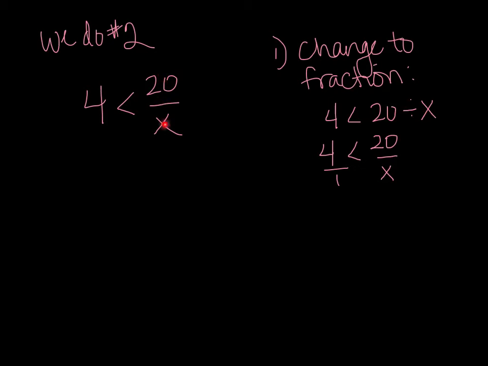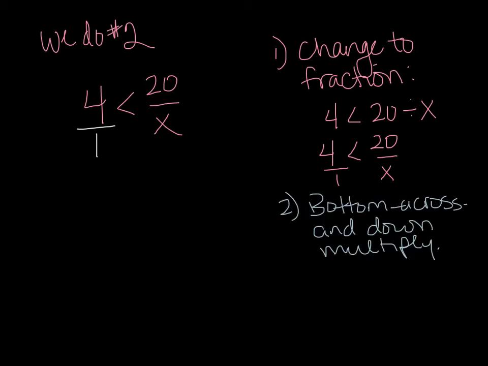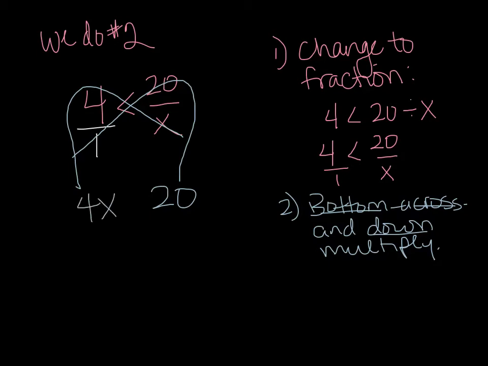All right, so we've changed this to a fraction now. And so next we're going to multiply in a bottom, across, and down pattern, like bottom, across, straight down, bottom, across, straight down. So that's how we multiply this. So it's going to be 1 times 20 is 20. X times 4 is 4x. And bring your inequality straight down.